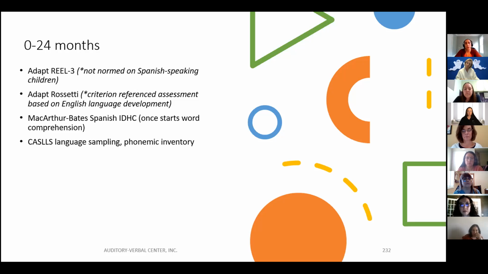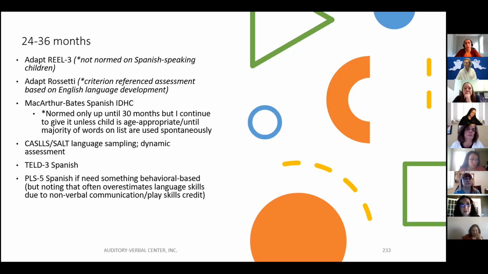But I found that both the REEL and Rossetti, when adapting and translating, can give a good estimate of that child's language skills, and often align very nicely with the more informal language sampling and using the CASTLES. So this is what I do for a very young child. Then when the child is 2 to 3, I'll still use the REEL and Rossetti, MacArthur-Bates. It is normed only up until 30 months, but I often continue to give it, although you can't give a percentile, until the child has really used the majority of the words on the test.